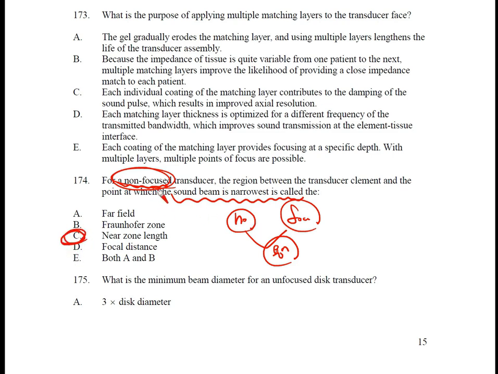If the question had included the expression focusing is applied to this part, then D, focal distance, could be considered the correct answer. So the key point you need to remember from this question is that there is a terminology difference between when focusing is not applied and when focusing is achieved.